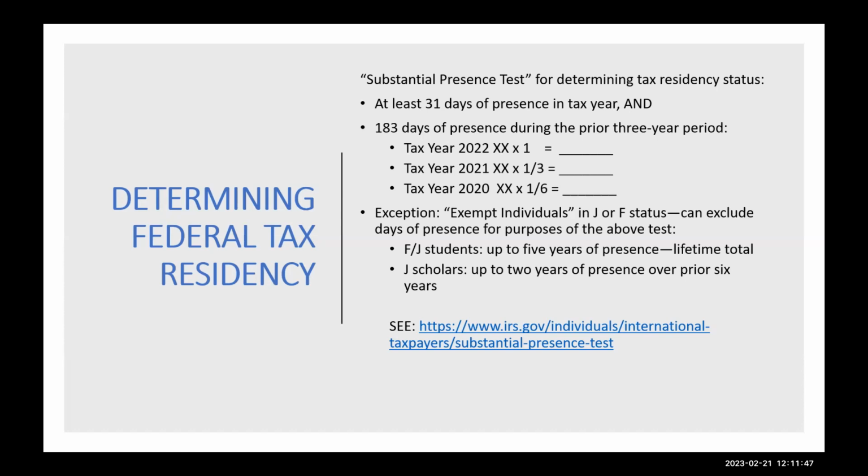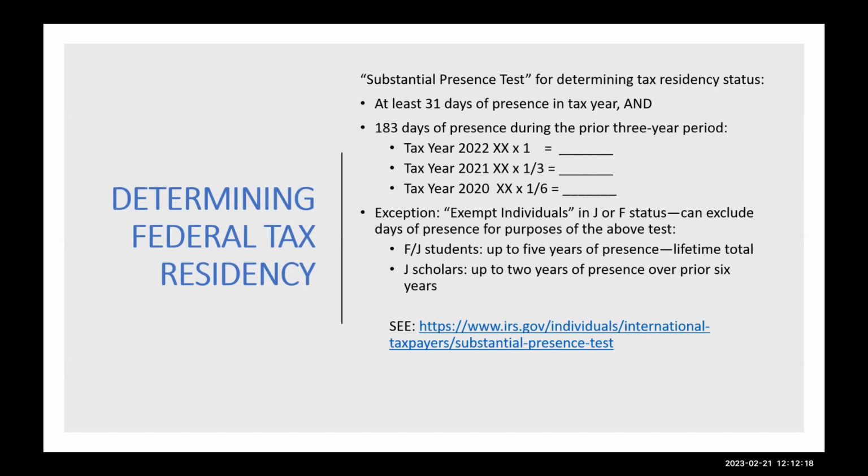They want to determine if you've been in the US for at least 31 days of the current tax year, and the current tax year is 2022. Even though we're in the 2023 calendar year, we're talking about our tax filing obligations for income earned between January 1st and December 31st of 2022. Therefore, the current tax year is 2022.